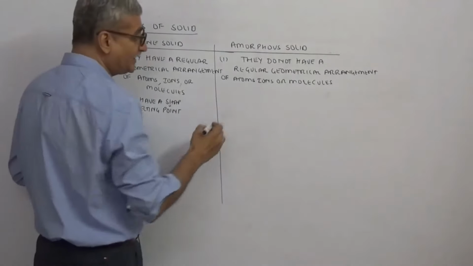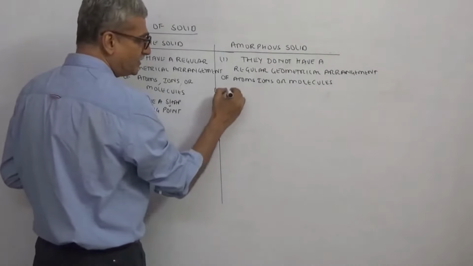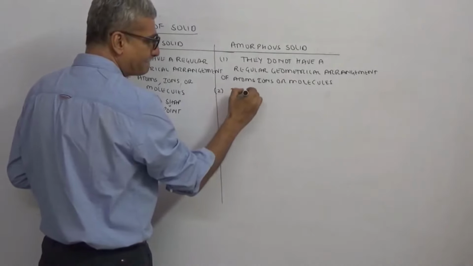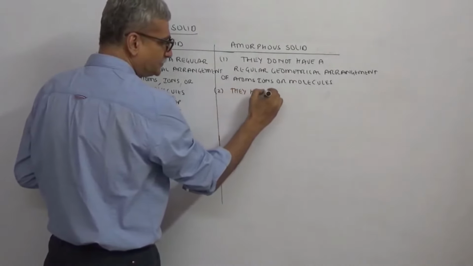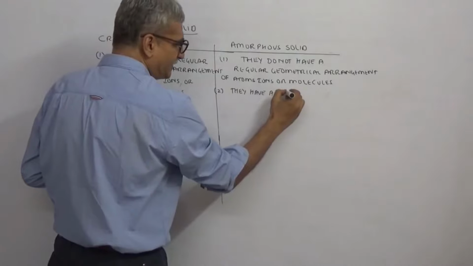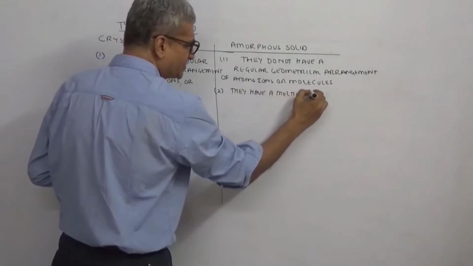Whereas what can we say about amorphous solid? They have a melting range.